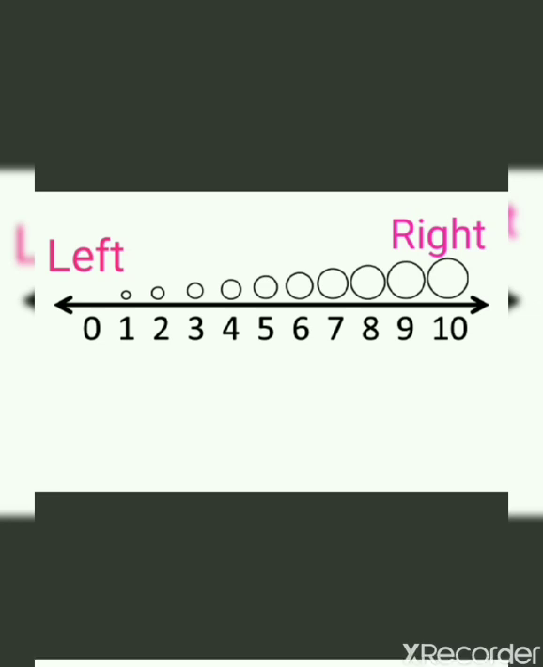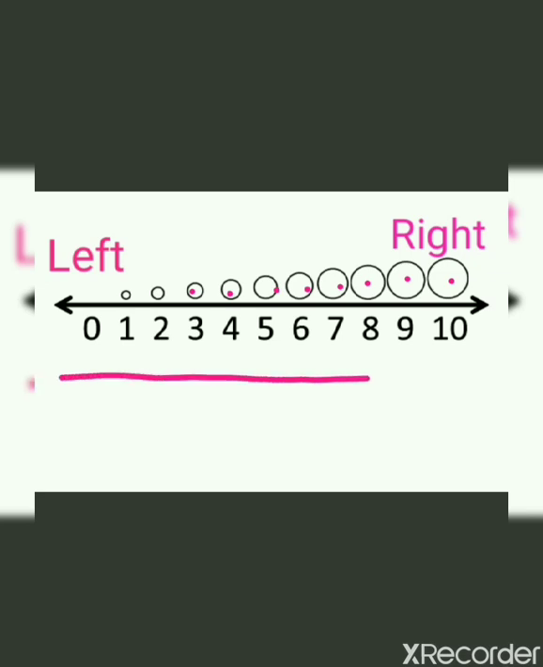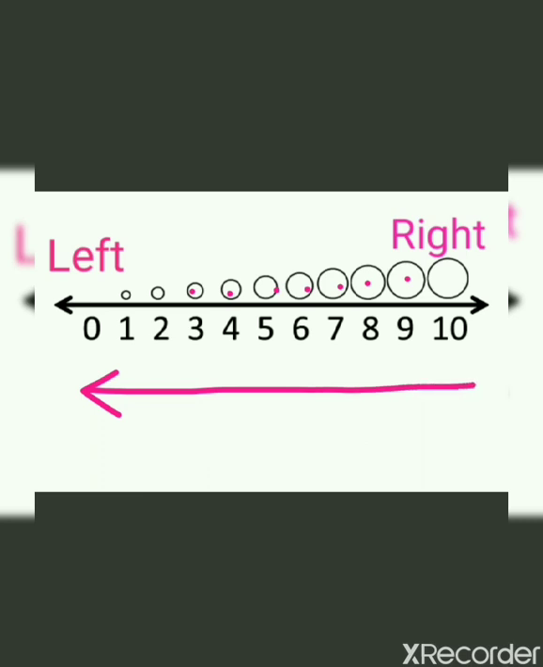Let me explain you through this number line. You can see all the numbers 0 to 10 on the number line, and from the left to the right the circle is getting bigger. It means the number which is to the right side is greater than the number to the left side, and the number to the left side is less than the number to the right side. Let's do the last exercise so you will understand better.